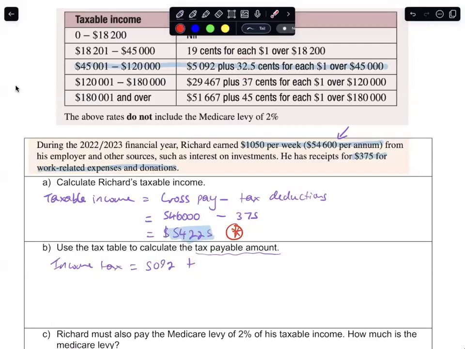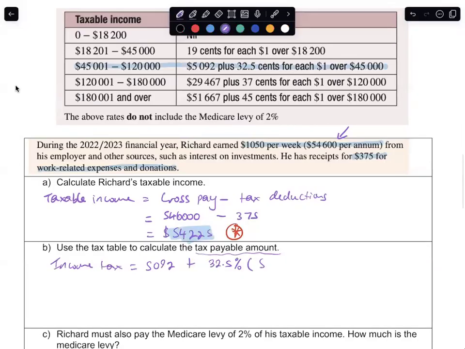That's a percentage of every dollar. So we're going to write that as a percentage, 32.5%. You can also put it over 100 if you prefer fractions. And then it says for every dollar over 45,000. So now we're going to calculate that excess amount above 45,000.